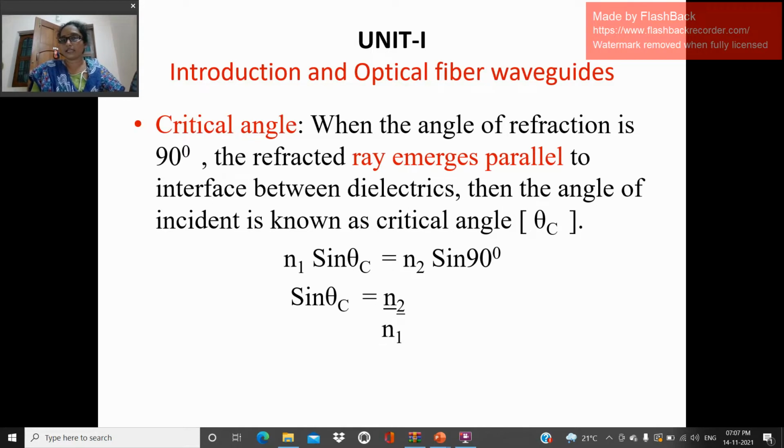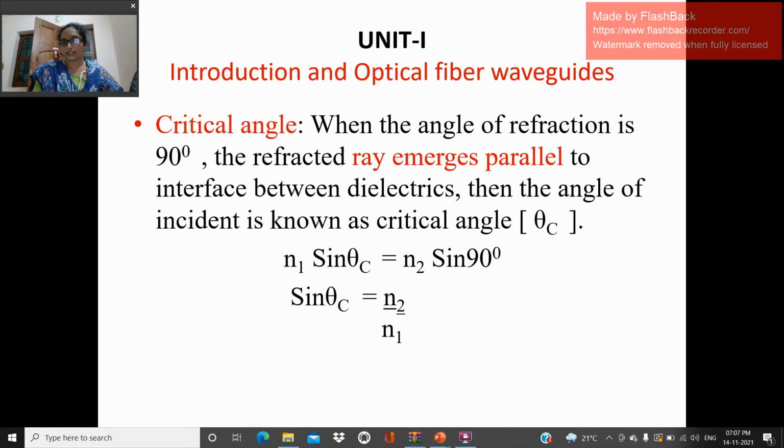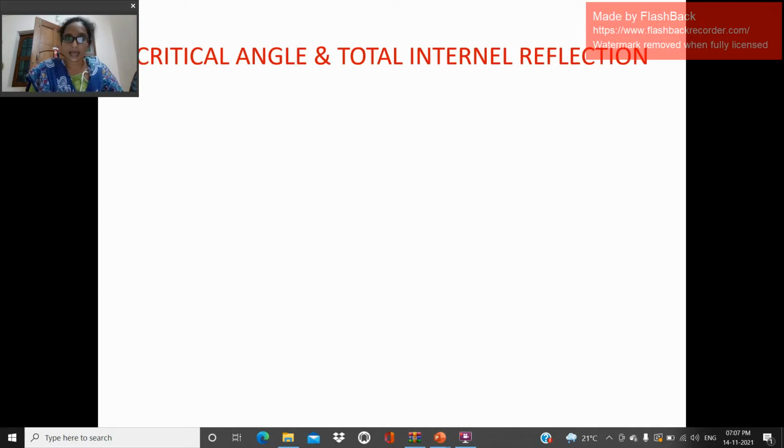So sin theta c is equal to N2 by N1. Theta c is equal to sin inverse of N2 by N1. Critical angle or total internal reflection. So what is total internal reflection?